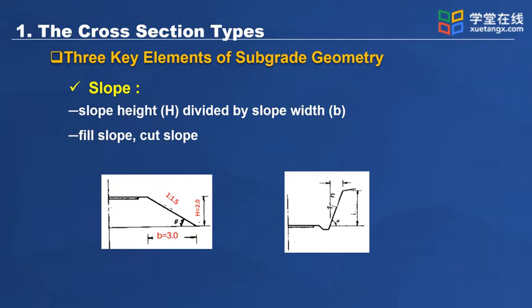As shown in the cut section, the subgrade height h equals 5 and the slope width b equals 2.5. Therefore, the slope is 5 to 2.5 equals 1 to 0.5.